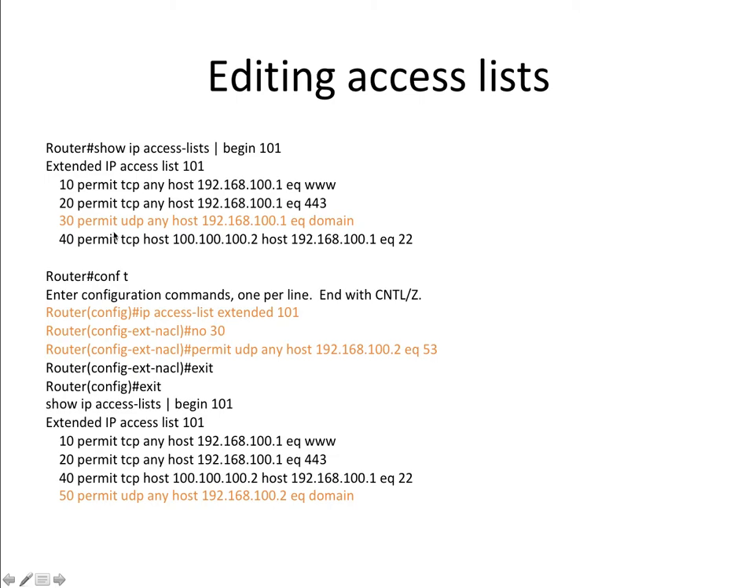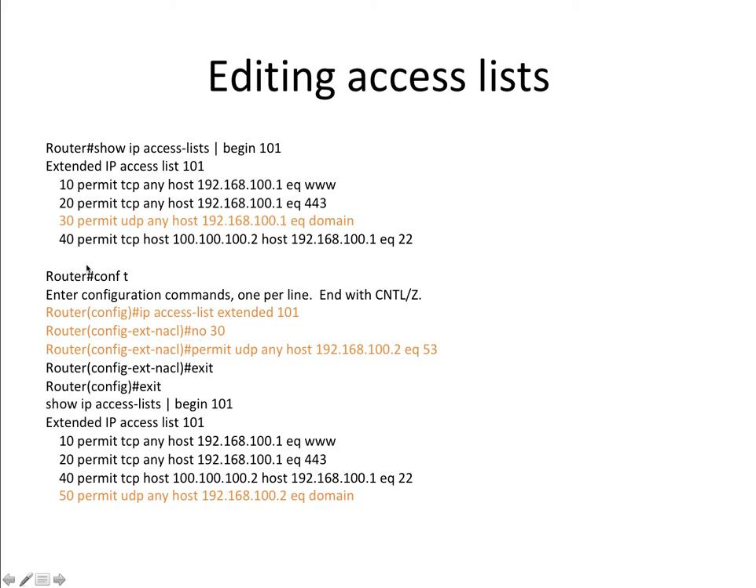Another way to edit an access list is to go into the access list configuration mode like we talked about and use the sequence numbers. So when I do show ip access-list, I get these sequence numbers 10, 20, 30, and 40. I want to get rid of line number 30. Say I put the wrong IP address. That should be .2. So I can type ip access-list extended 101.